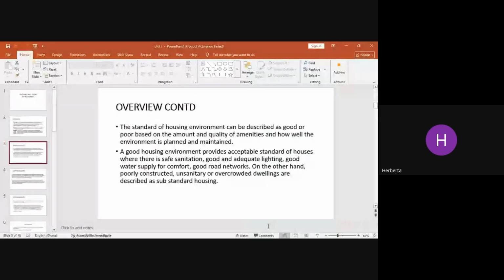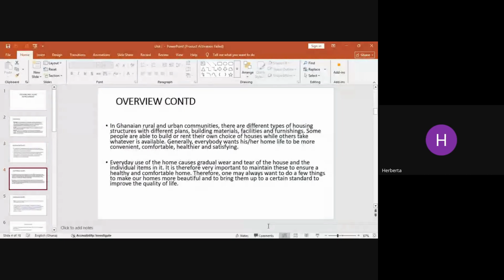What is the importance of staying in a good housing community? What benefit do you get from staying in a good housing community?